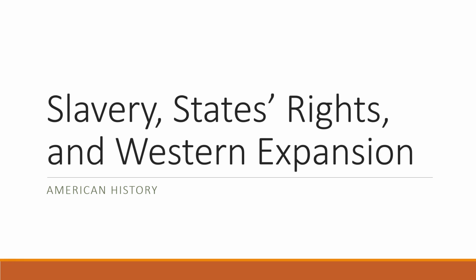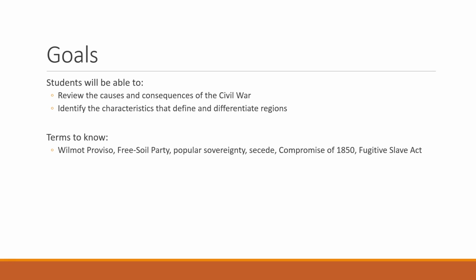So what we're going to be looking at today is the concept of slavery, states' rights, and Western expansion. At the end of this lesson, students will be able to review the causes and consequences of the Civil War and identify the characteristics that define and differentiate regions. Some of the terms that you should know more about after this presentation are the Wilmot Proviso, the Free Soil Party, popular sovereignty, secede, Compromise of 1850, and the Fugitive Slave Act.